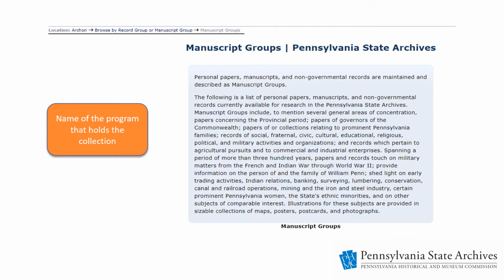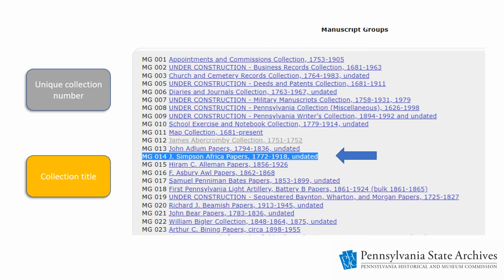The name of the program that holds the collection. Here, the Pennsylvania State Archives is the owner and administrator of a collection of personal papers, manuscripts, and non-governmental records maintained and described as manuscript groups. Further noted are examples of records located within papers of governors of the Commonwealth, papers relating to prominent Pennsylvania families, and records of social, cultural, and civic organizations.